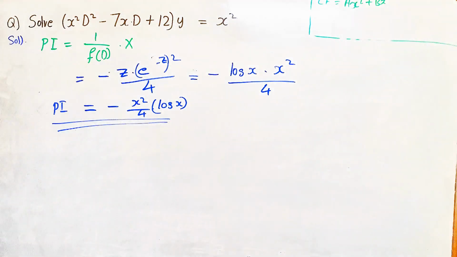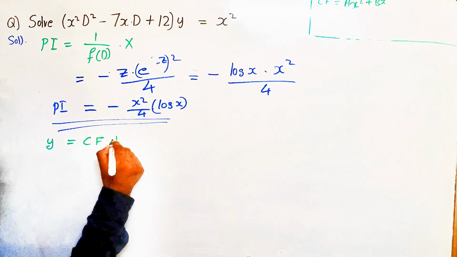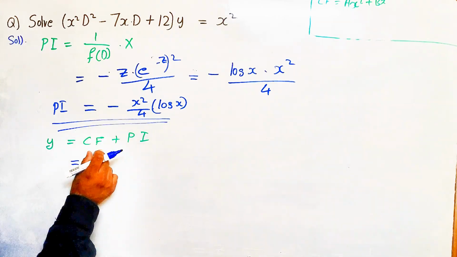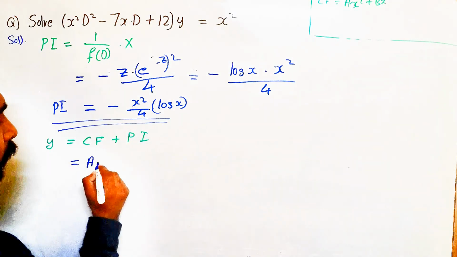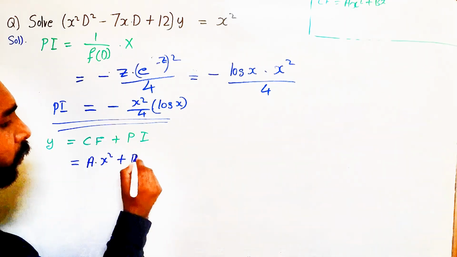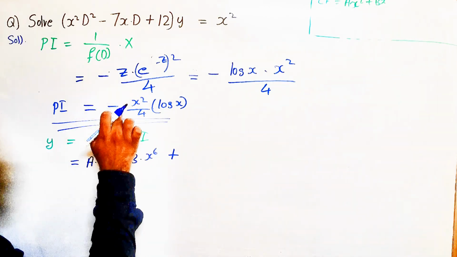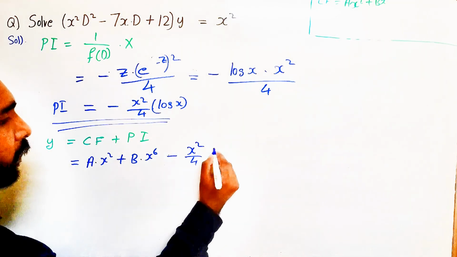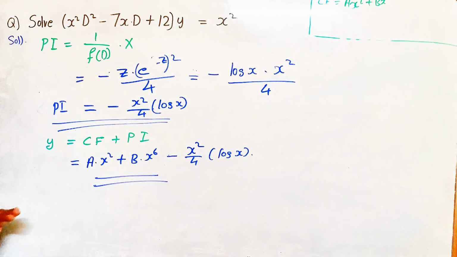Now let us write the final solution. So final solution y is equal to complementary function plus the particular integral. So what is the complementary function? We have found it in the beginning of the problem, that is a into x square plus b into x to the power of 6, plus the particular integral value, that is minus of x square by 4 into log x. So this is the complete solution of this problem using the Cauchy's Euler type.